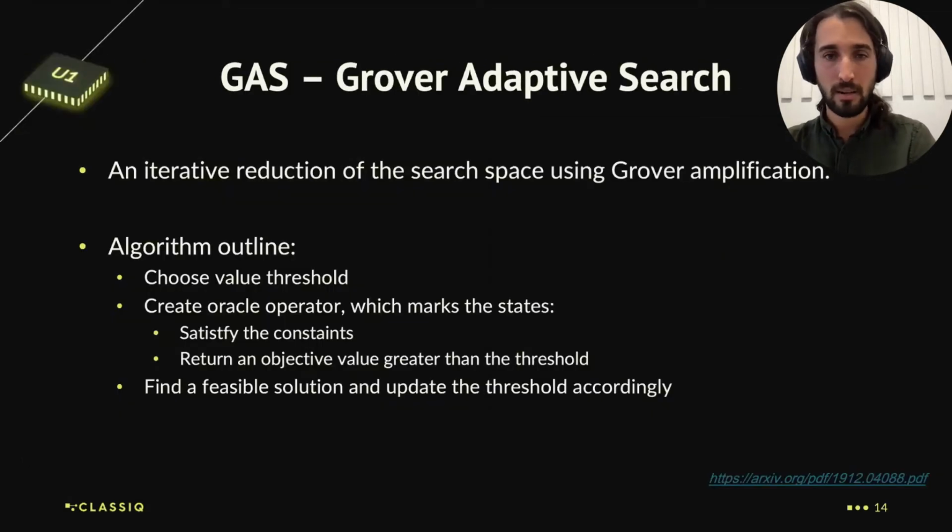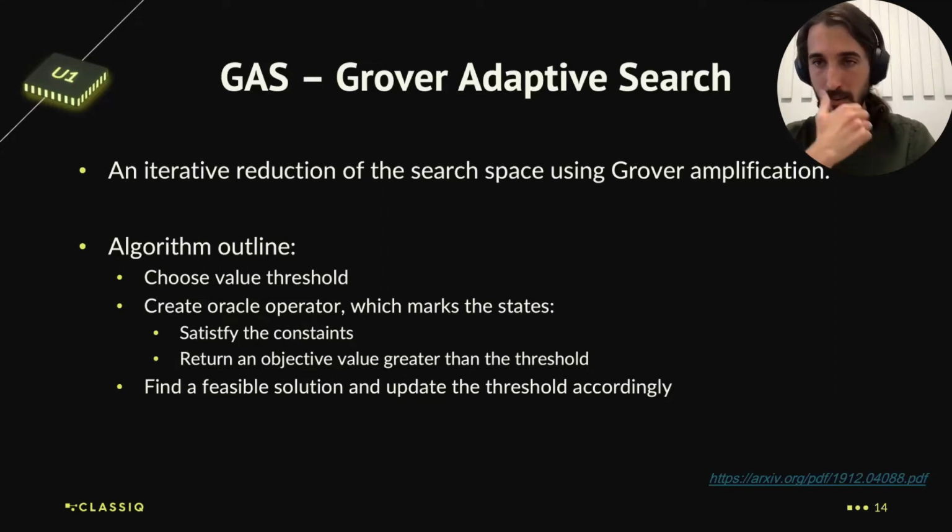Okay, the last algorithm is Grover adaptive search. It is based on the famous Grover algorithm, where we can amplify the amplitude of some specific states. So we build a quantum function, called the oracle, which identifies which states are good and which states are bad. The good states are those whose objective is high enough, above a threshold that we choose, and that also satisfy all the constraints.